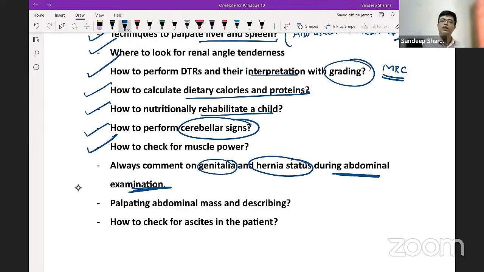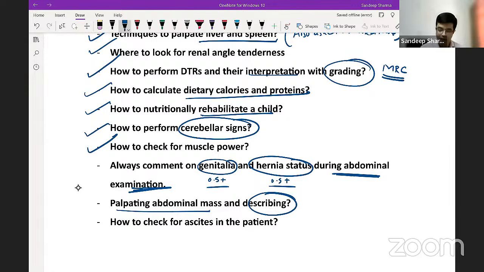According to the older MCI guidelines, there was 0.5 positive credit for checking and mentioning this in the examination. So if you are not mentioning this, you're losing on one number. Every number, every drop matters in the exam. Then you palpate the abdominal mass and describe. How will you describe the abdominal mass?